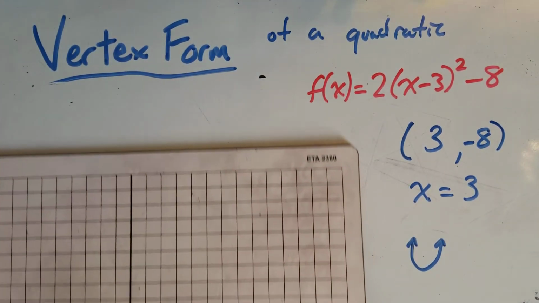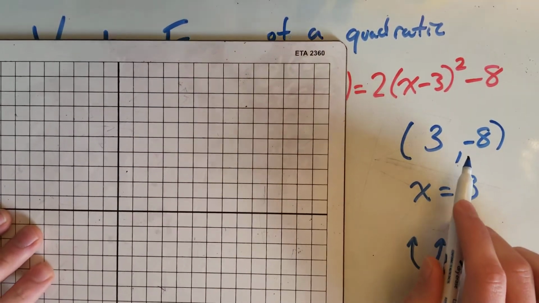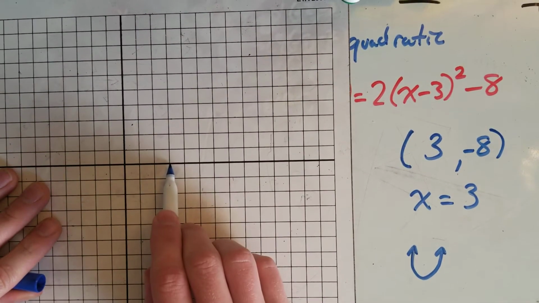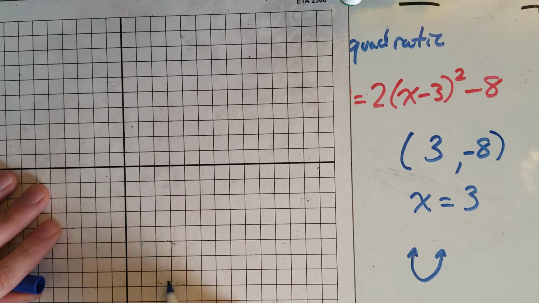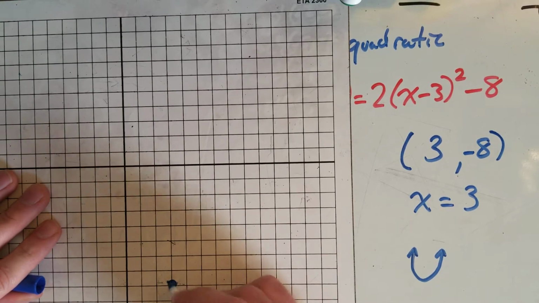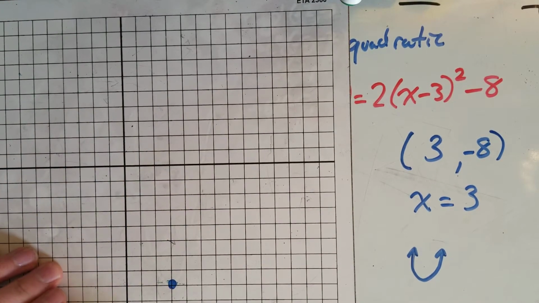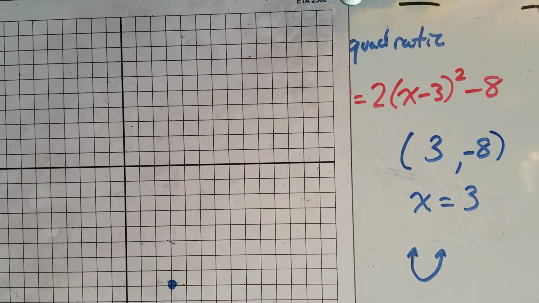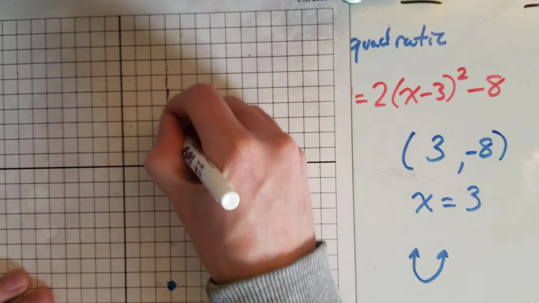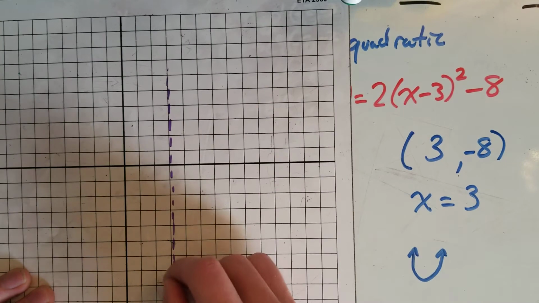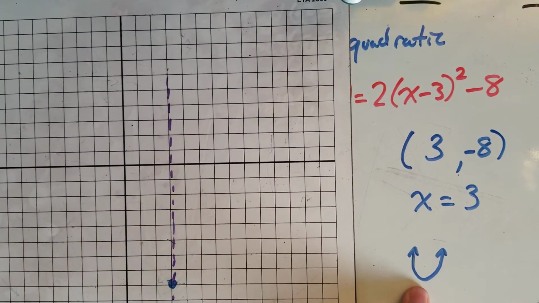So first thing we're going to do with this, take our vertex, 3, negative 8. So we're going to go 3, negative 2, 4, 6, 8. So right here's our vertex. And we know the axis of symmetry was x equals 3. So we're going to be symmetric over this right here. We know that we should be opening upward.